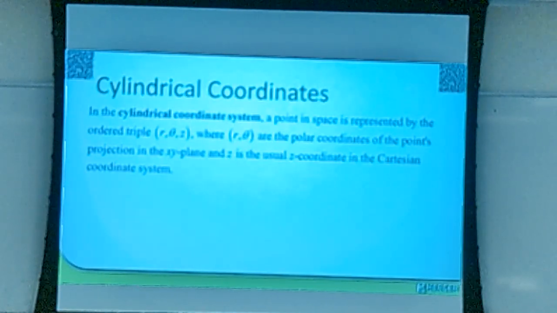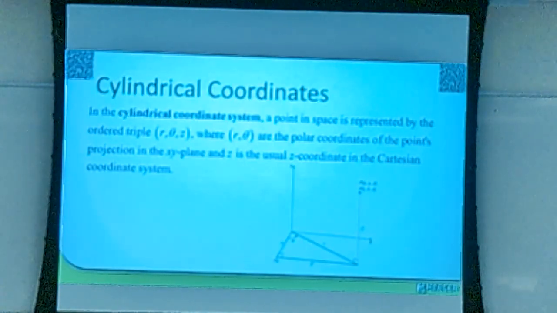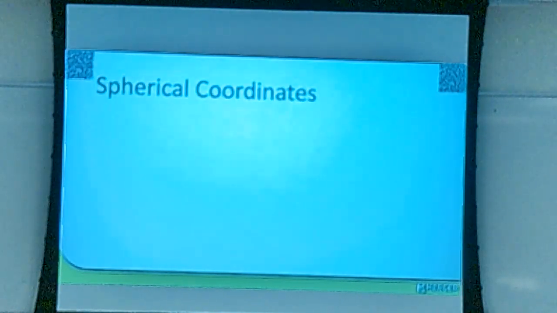So, the cylindrical coordinate system: a point is represented by r, theta, z instead. R, theta is your common ordered pair in polar, and obviously z is just z. So it's just polar coordinates, and you add the z-axis. That's it. If you're familiar with polar coordinates, cylindrical is no problem. Spherical coordinates.